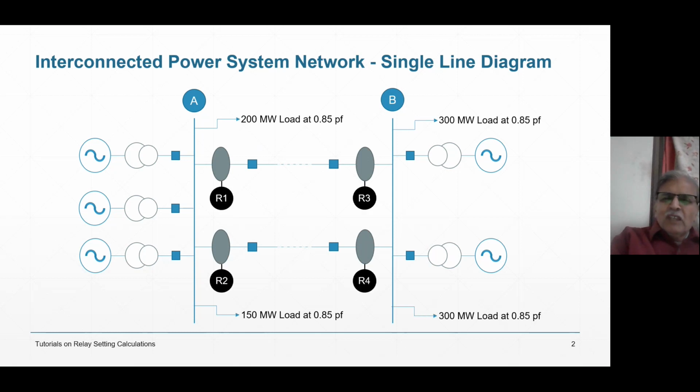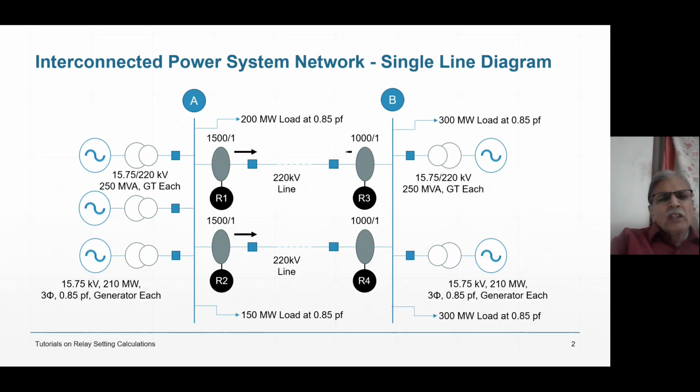You can see a very simple network. There are only two buses. If you talk of Gujarat state, then there must be at least 50 buses. There are buses of 765 kV, 400 kV, 220 kV, and 132 kV. At least up to 132 kV is an interconnected network.